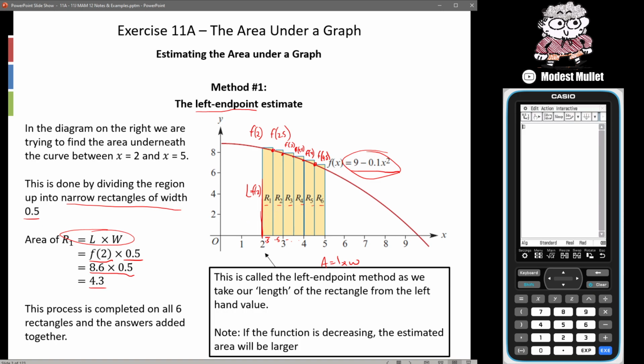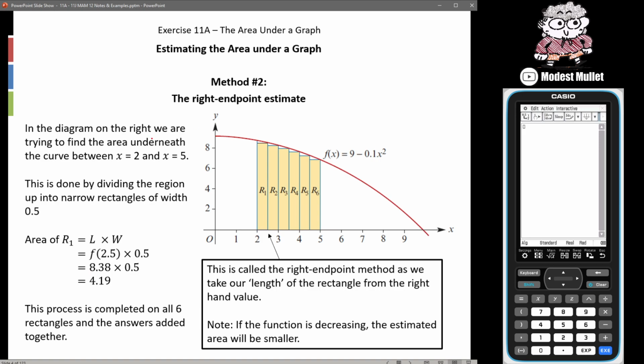We'll just keep repeating this process over and over for each region. We find what the value is at the left side of the box, because that's where the box is touching the line, times by the width, which in our case is 0.5 for all of them, and then we can add up all these 6 regions and that would give us an estimate for the total area under this graph. That was left endpoint estimate.